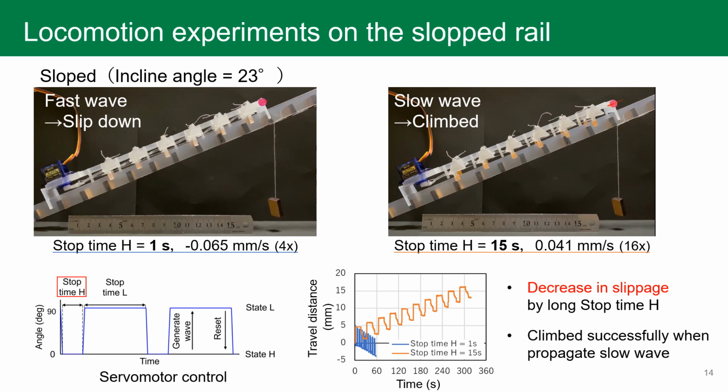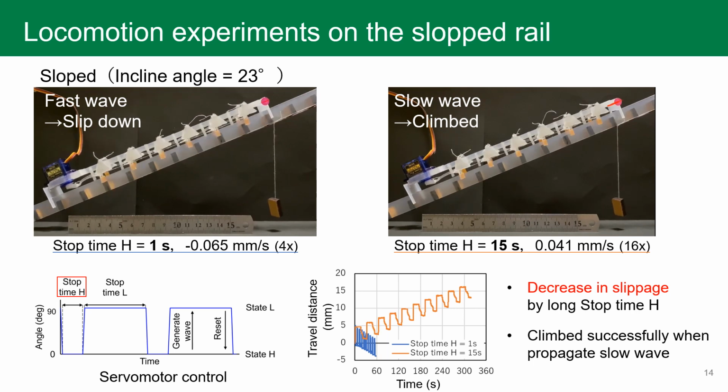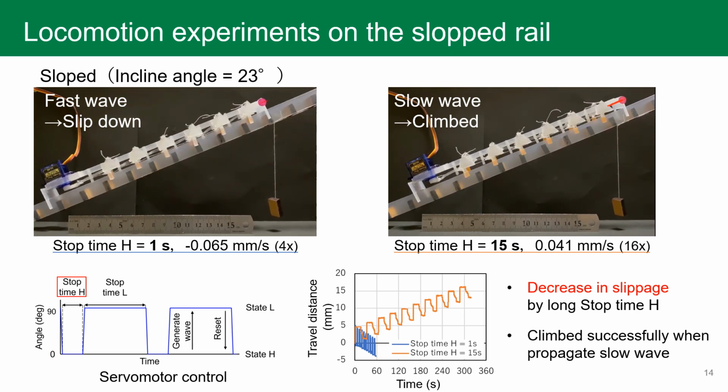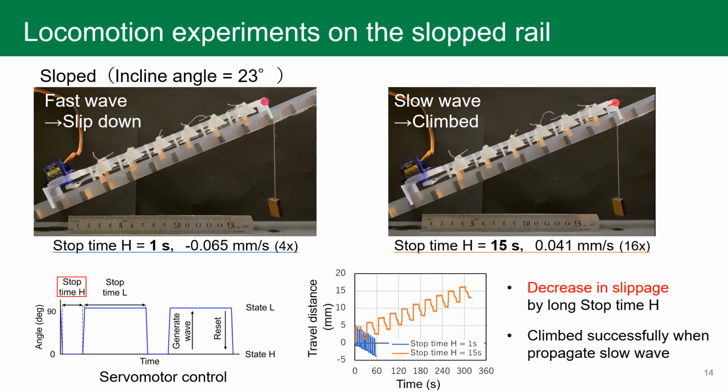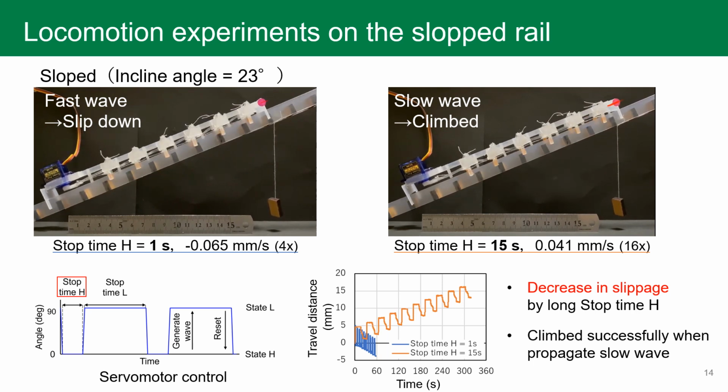Experiments were conducted on a sloped rail with two different stop times. Please see the lower left graph, which shows how the servo motor moved. The horizontal axis of the graph is time and the vertical axis is the servo motor's angle. The servo motor was controlled to stop for stop time H seconds in high energy stable states and for stop time L seconds in low energy stable states.